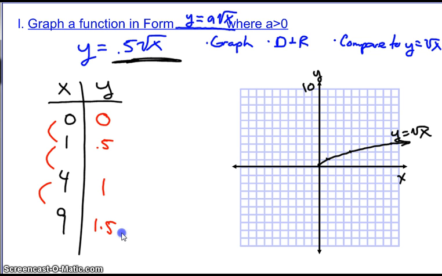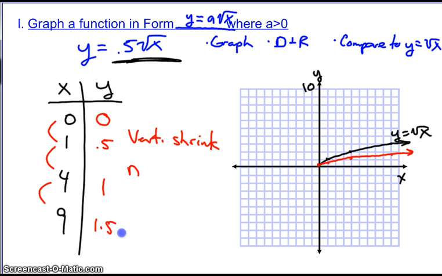And so let's go and graph these. 0, 0, 1 at 1/2, 4 at 1, and 9 at 1.5. Okay, so what is the transformation, Madeline? We're looking at how the red is different from the black, and so it's a vertical shrink. It's going away from the y-axis. It's like falling away, so vertical shrink.